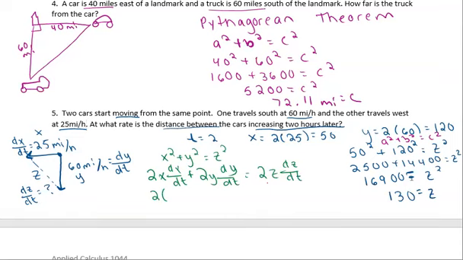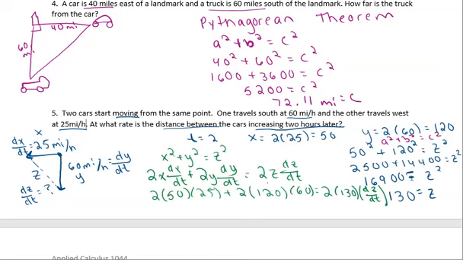2x we figured out was 50. Dx/dt we found was 25. Y we found was 120. Dy/dt was 60. 2z, z we found was 130. And we're trying to solve for dz/dt. Let's squeeze that in right there.